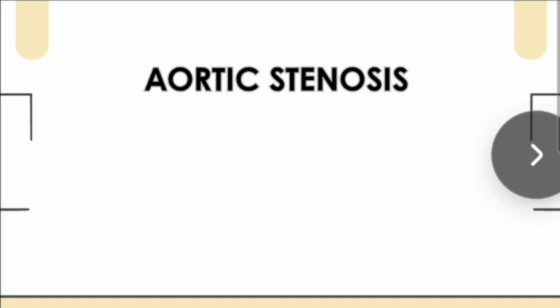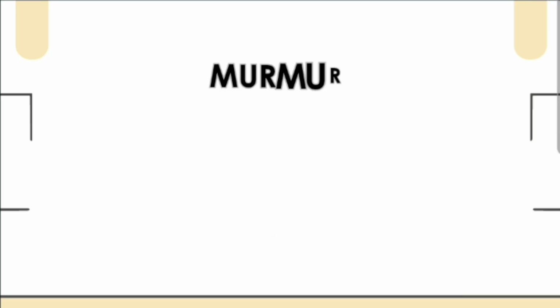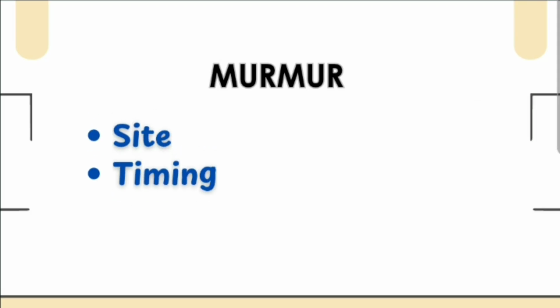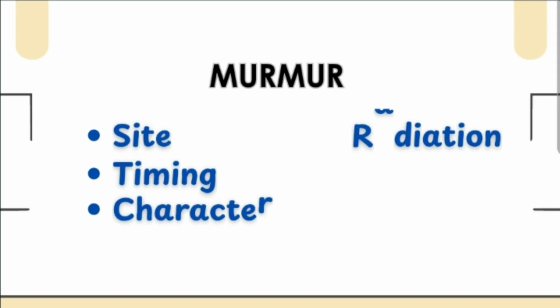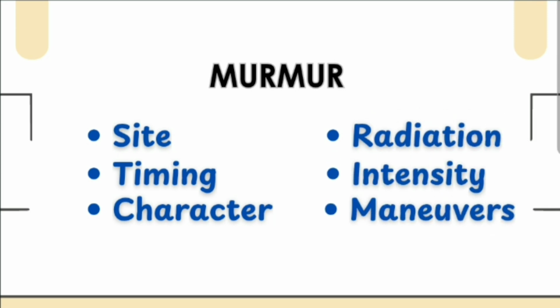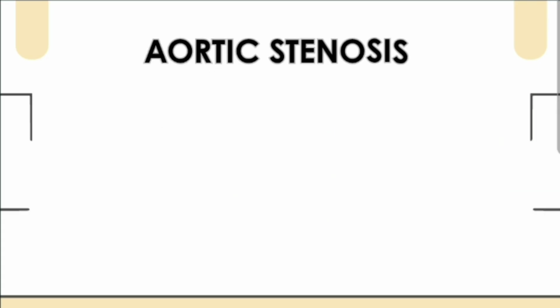Aortic stenosis means narrowing of the aortic valve, which creates obstruction to blood flow from the left ventricle into the aorta. Because of this obstruction, we hear a very characteristic murmur. When describing a murmur, always use a very structured approach. Site of murmur, timing, character of murmur, radiation, intensity, maneuvers, and associated findings are very important. So let's apply this to aortic stenosis.